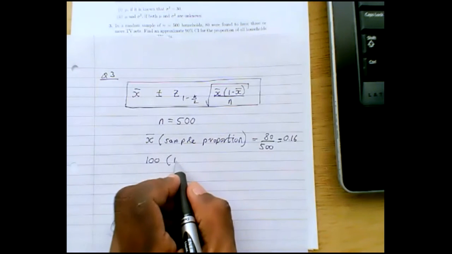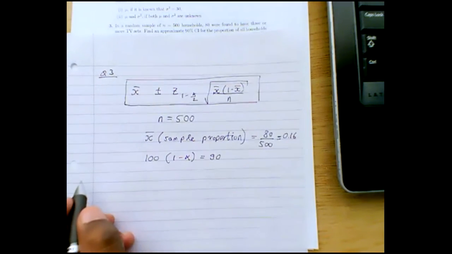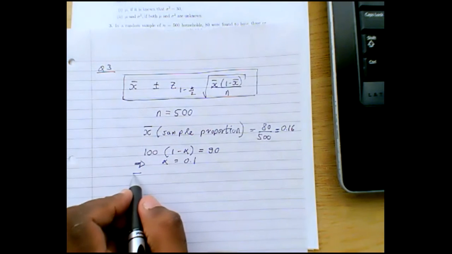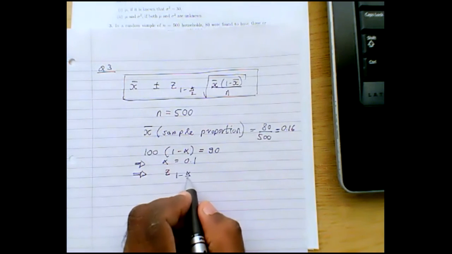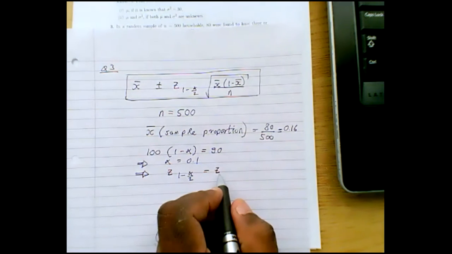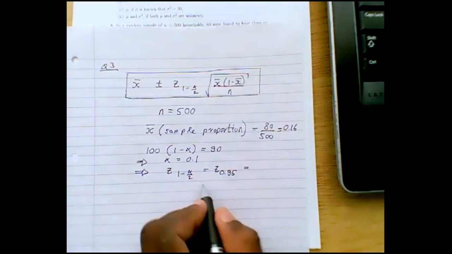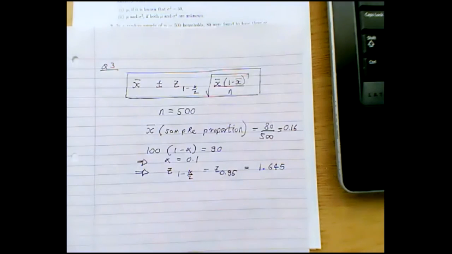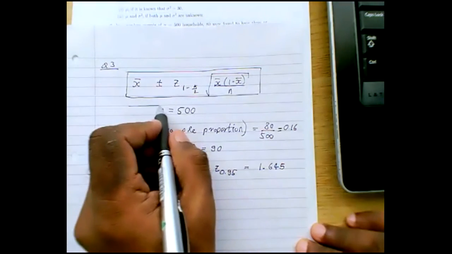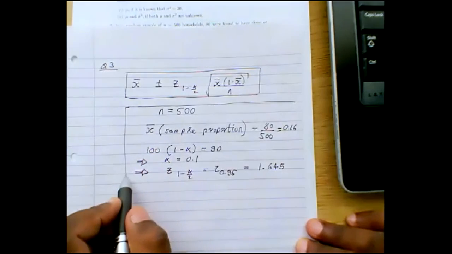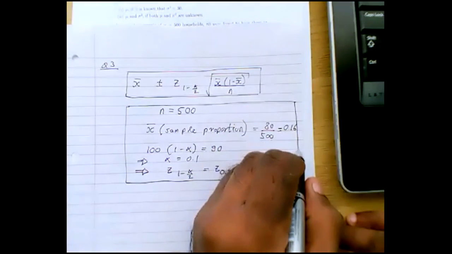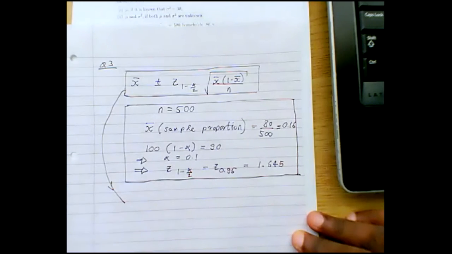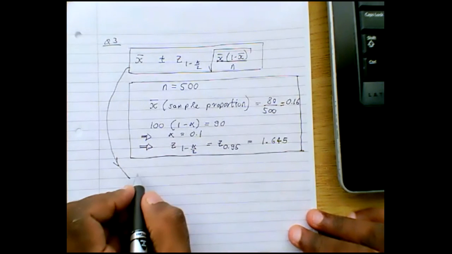And we are looking for a 90% confidence interval. So 100 times 1 minus alpha is 90, which implies that alpha is 0.1. If you read this off the table for the normal distribution, you will get this. Let me put this in a box. Now you should sub this into this formula here. This is what you will get.